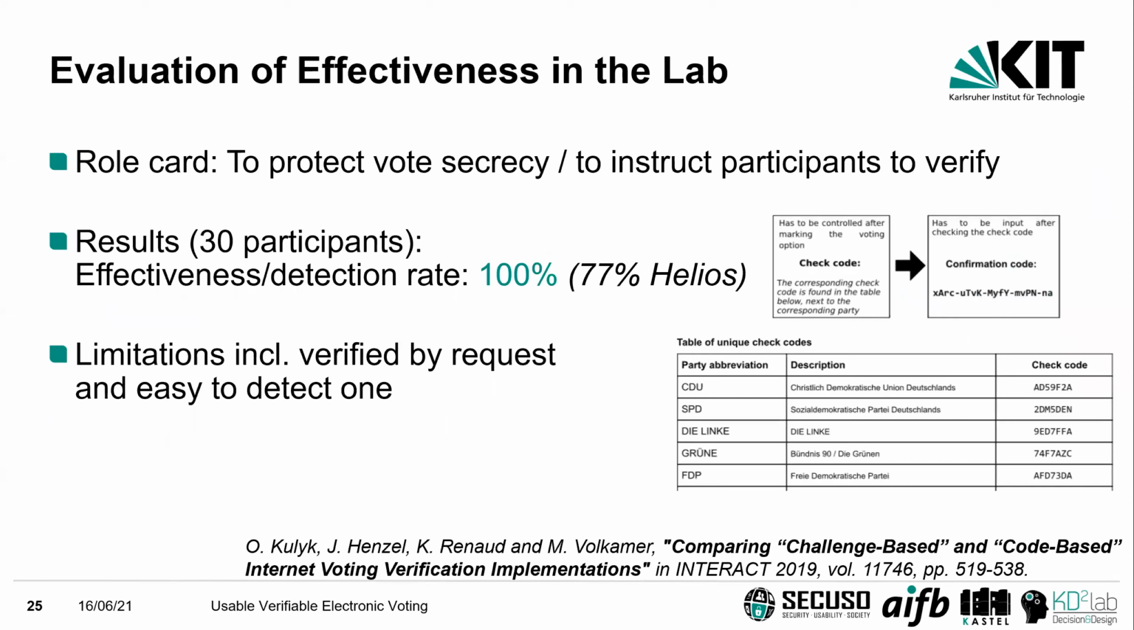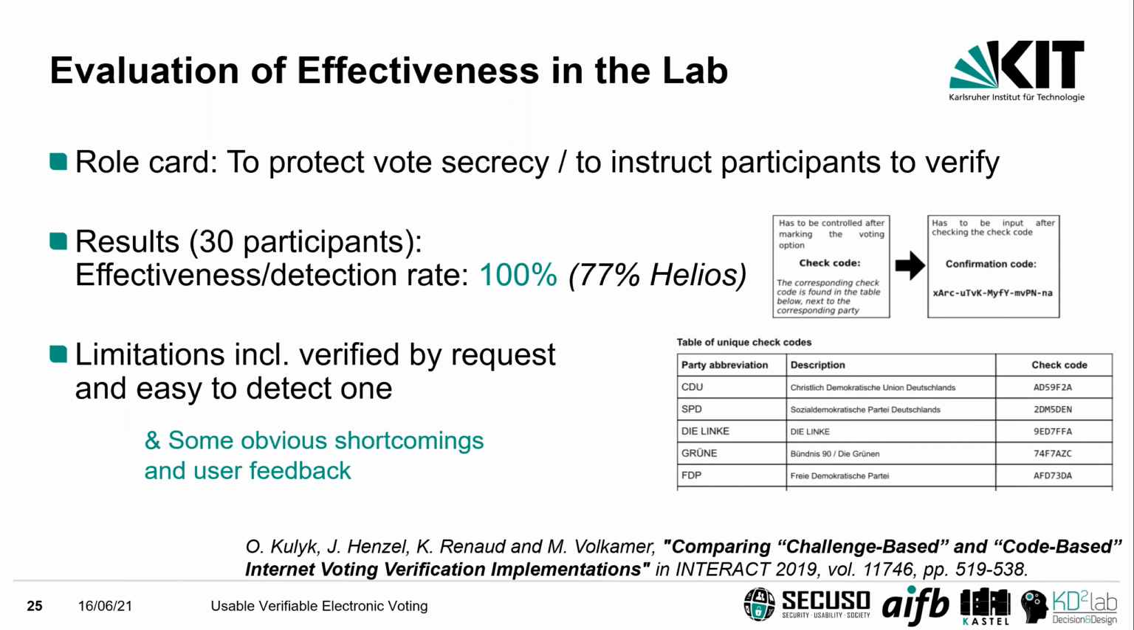And the question was, do they detect it or do they just continue with the confirmation code? I think that was the reason why we continued from this point in time on with the Swiss Post interfaces and code sheet, because this time we had 100% that detected it, compared with the 77% with Helios. On the right side there are just some parts of the code sheet used by the Swiss Post at this point in time.